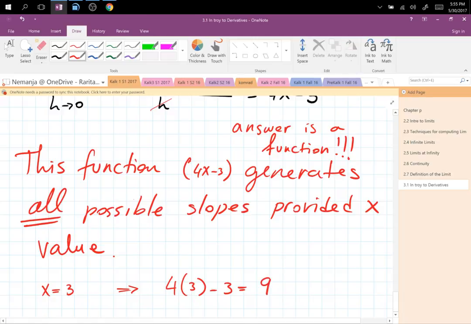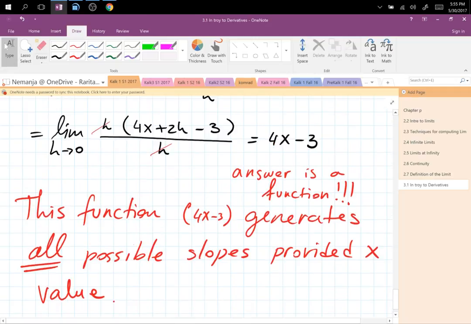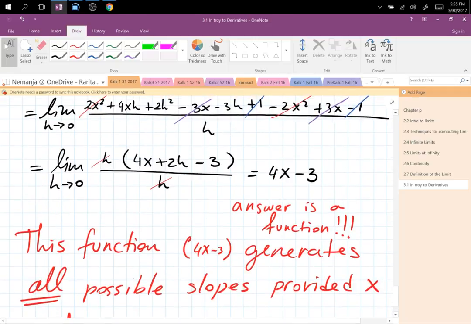This is huge. This is the essence of everything now. We started with the individual calculations, but this particular calculation, when we have x plus h, gives us a function which generates all possible slopes. And that function is called the derivative. So in a nutshell, what is the derivative? The derivative is a function which generates or calculates all of the tangent line slopes.